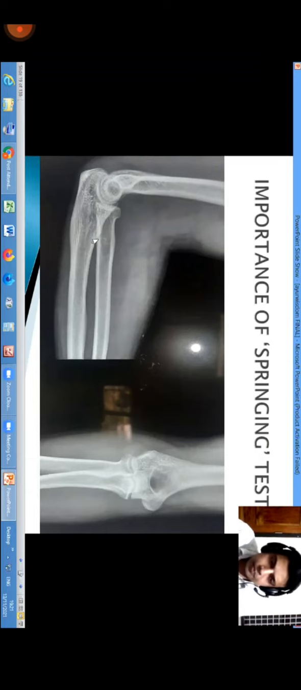radius or ulna. This is done by just pressing the radius and ulna together with our hands. The physician can use his hands to press the ulna and radius together. If a fracture is there in any area of the ulna or radius, pain will be there. Care should be taken for that. We shouldn't press on the tender points.